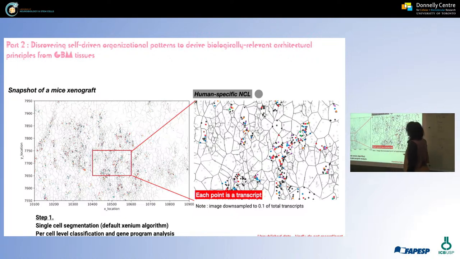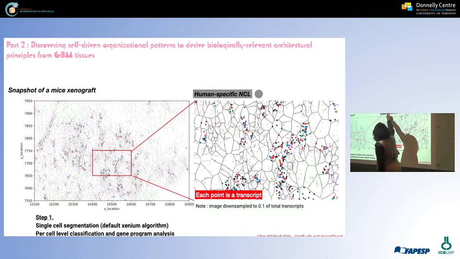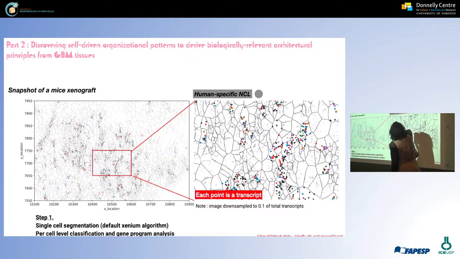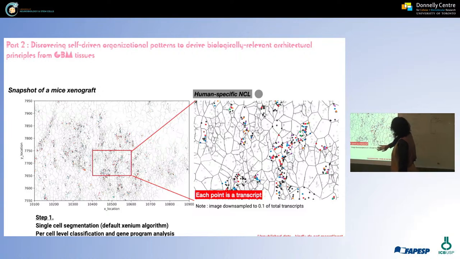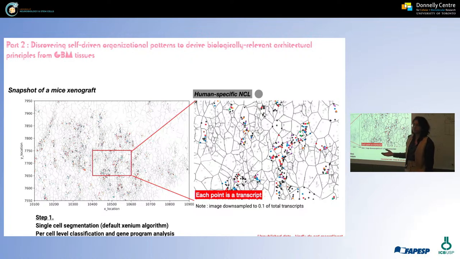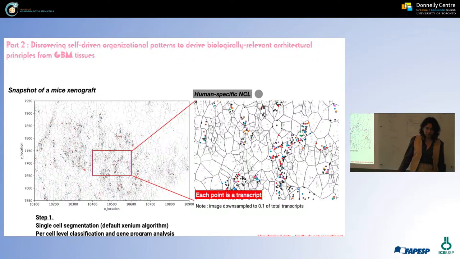So I experimented with a mouse xenograft. If it's a xenograft with just 500 genes, you will not be able to differentiate normal from tumor. It's very difficult, because mouse and human share a lot of genes. So a collaborator suggested this, and we added human-specific NCL. So you find that all these points where it's gray are purely human. And then the colored ones are basically what I would call my genes of interest. Each point here, each color is a different gene. So you can have this granularity from the Xenium, from Cosmx, from Merscope. These are all molecular profiling.